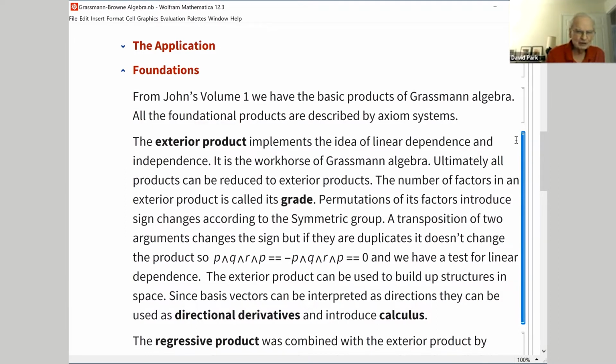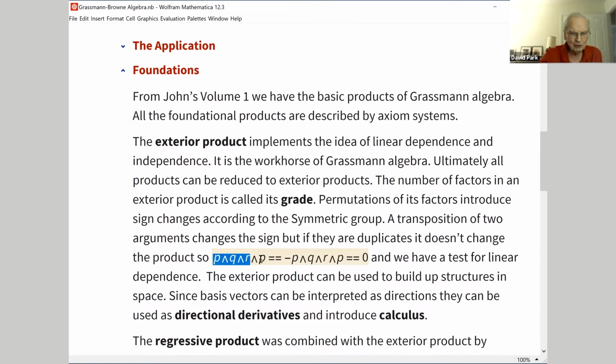Permutations of its factors introduce sign changes according to the symmetric group. A transposition of 2 arguments changes the sign, but if they are duplicates, it doesn't change the product. So we have the following relation here. The wedge here is the infix operator for the exterior product, and P, Q, and R are vectors. And here we have P, Q, R, P.